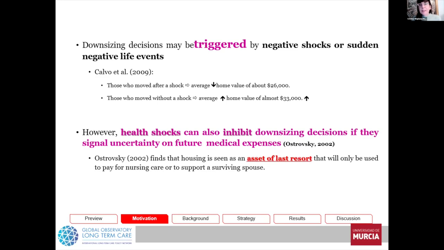For example, in the case of Spain, given the uncertainty surrounding our long-term care dependency systems, that has some years with more resources and other years with less resources, people could think that the household is an asset of last resort that will be used, for example, for paying a private nursing care or supporting a surviving spouse.